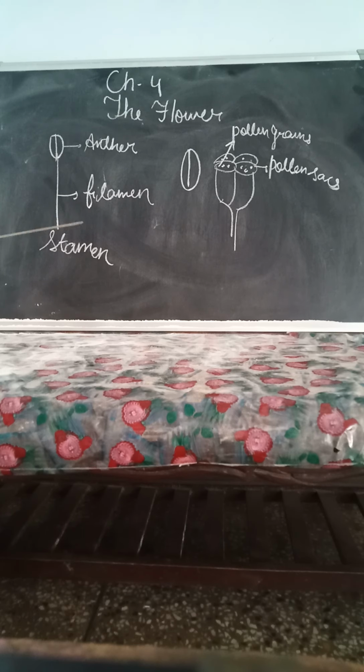Stamens. Stamens are collectively called the androecium. It is the male reproductive part of the flower. The number of stamens is different in different flowers. Each stamen consists of a filament and an anther, which is attached at the top.